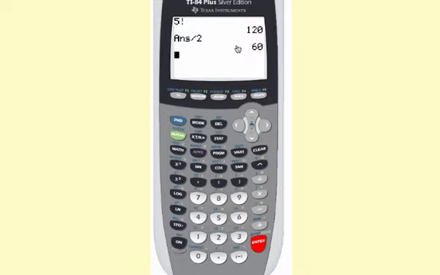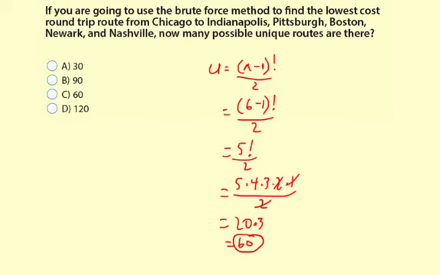And you could have done that all in one step. I wanted to do it in 2 steps so you could see what 5 factorial is and then divide that by 2. So that method also shows 60. So there are 60 possible unique travel routes with 6 destinations.